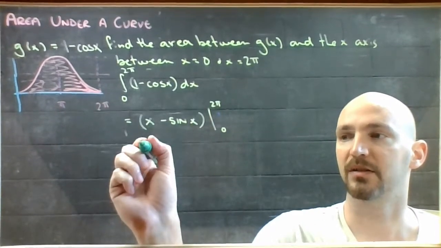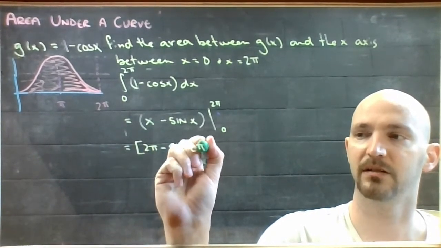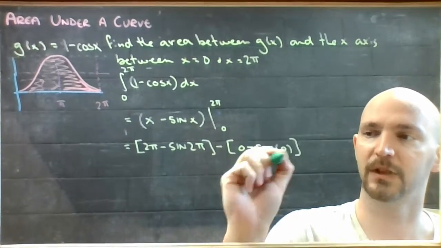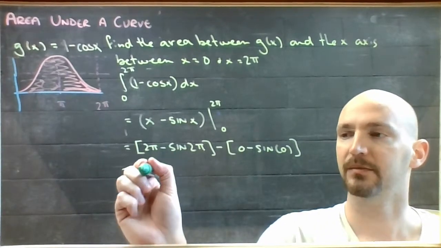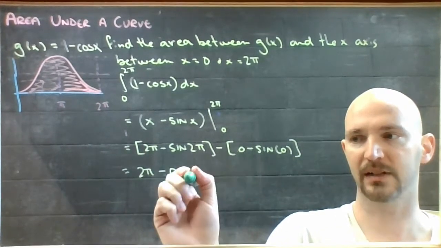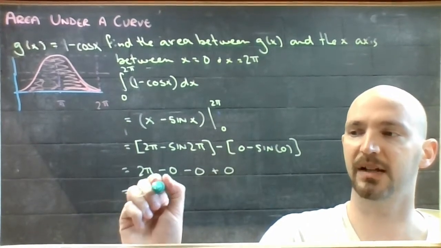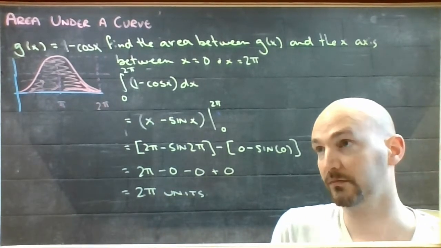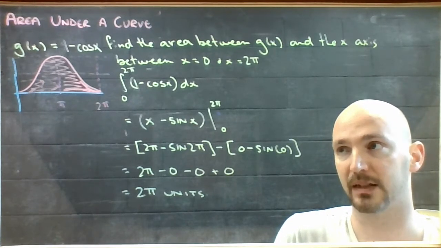So I'd end up with 2 pi minus sine 2 pi, subtract 0 minus sine of 0. Oh, plus c minus c, whatever. 2 pi. The sine of 2 pi is nothing. Subtract nothing. Sine of 0 is also nothing, plus 0. So this ends up being 2 pi units.